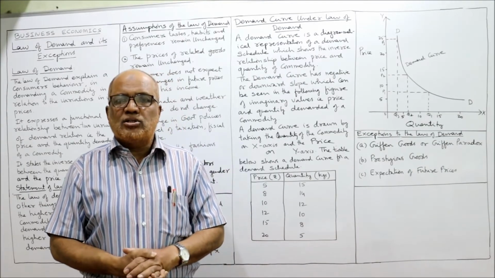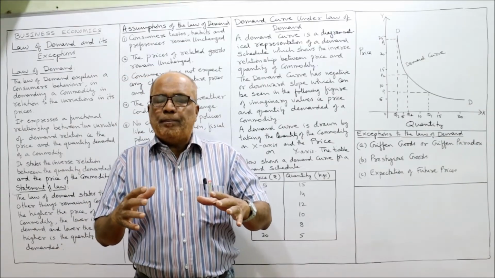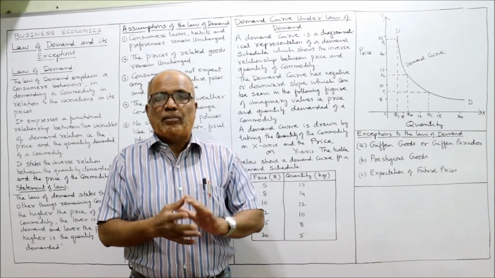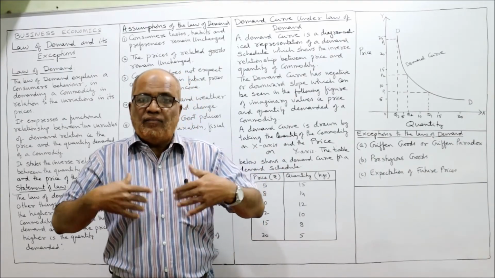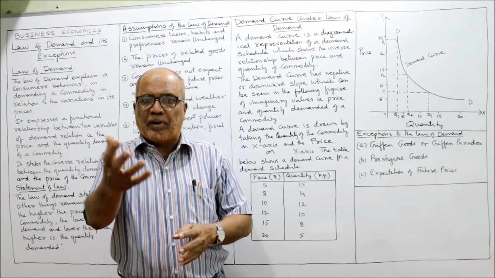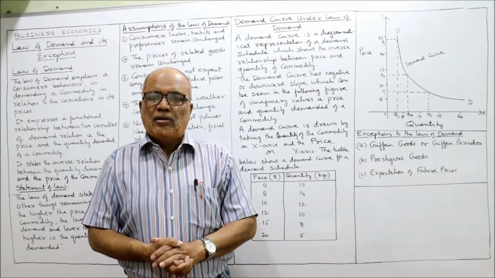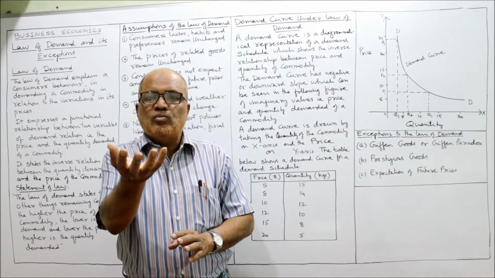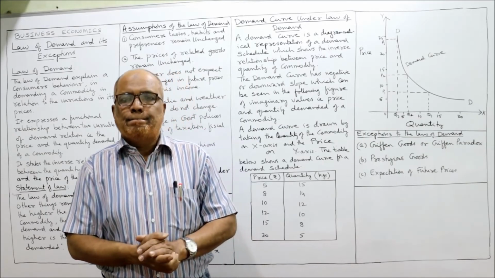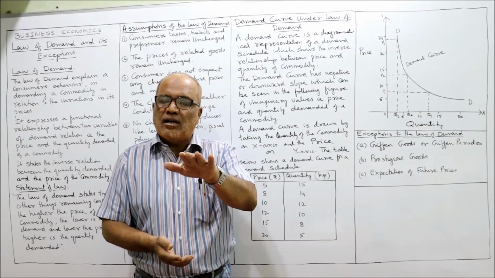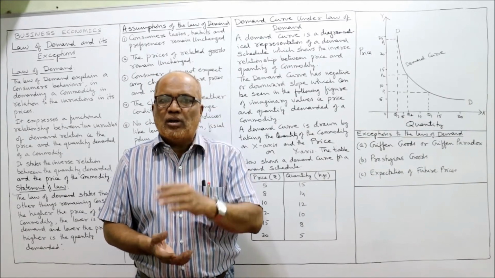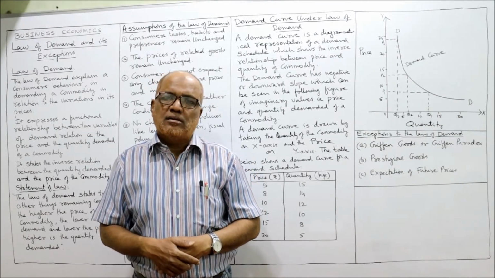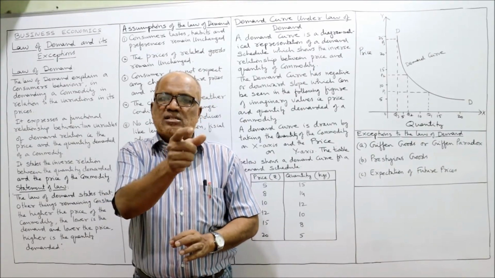Simple example, diamond, gold. If the price of gold is increasing, the rich people will purchase more diamonds to show the world that we can afford to purchase gold, to purchase diamonds even at a higher price. So this is the second exception, prestigious goods, the goods which are treated as a status symbol. For those goods, when the price increases, the demand will also increase. When the price decreases, demand will also decrease, not increase. These are called prestigious goods or status symbol goods.